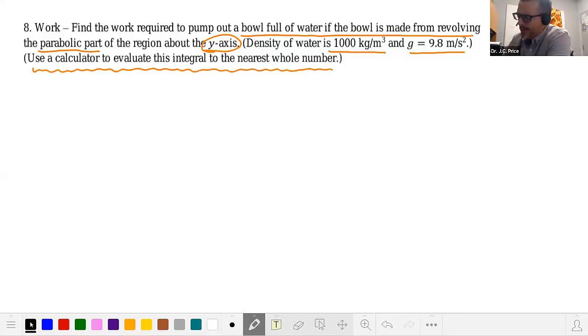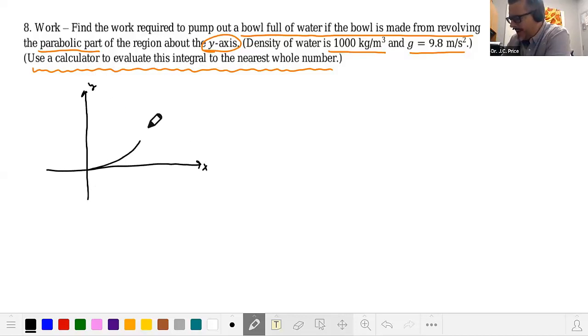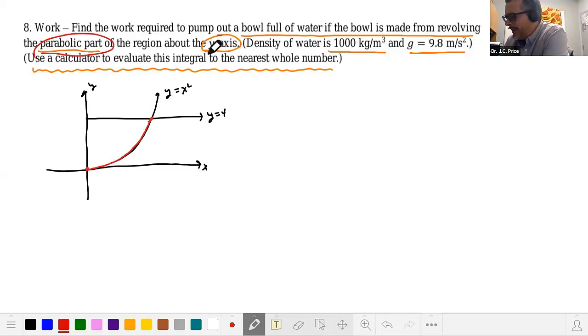All right, so let's try to figure out what this is asking us to do. So over here, here's my x and y axis. So I got to draw my graph again. So here's my graph right here, y equals x squared. And then up top here, there's y equals 4. And it talks about that parabolic region again. So we're going to take this parabolic part and wrap it around the y-axis, and it's going to make a bowl, basically, right?